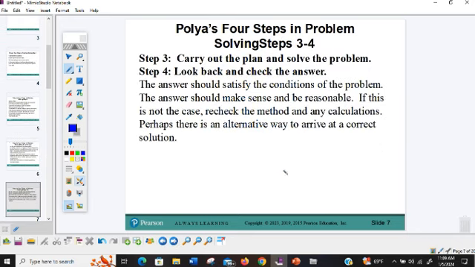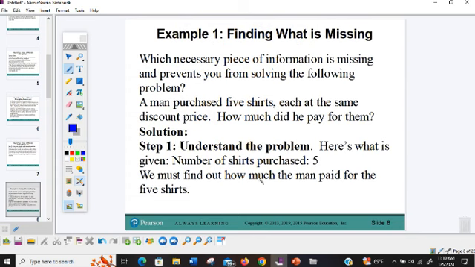Step three is to carry out your plan and solve the problem. And then step four is to look back and check your answer. Is it reasonable? Does it make sense? You always want to double check your work. So let's look at example one.